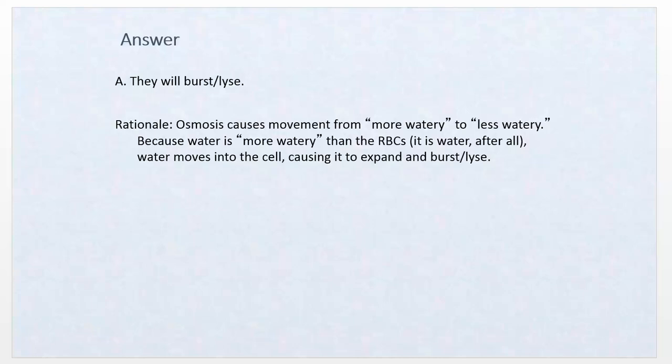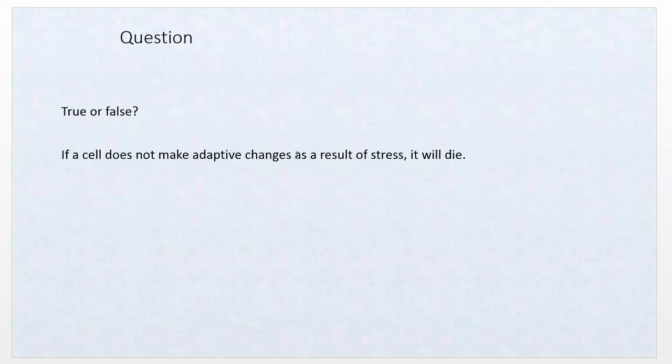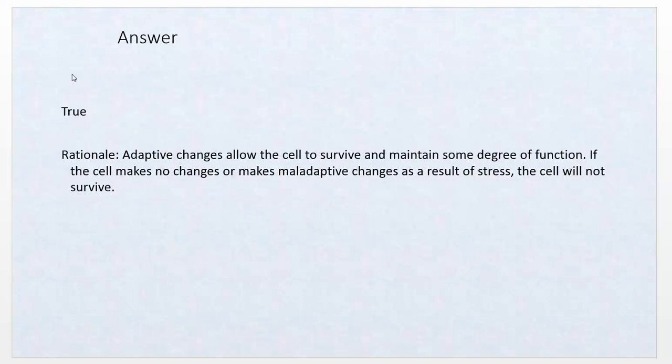True or false, if a cell does not make adaptive changes as a result of stress, it will die. Yeah, that's what we're talking about here. We have to be able to fix this. I mean, the cells get out of homeostasis all the time, but they try to do everything they can to maintain that homeostasis, to get back in those areas. If the cell makes no changes or makes maladaptive changes as a result of any kind of stress, it won't survive. Okay, that's it for this section.